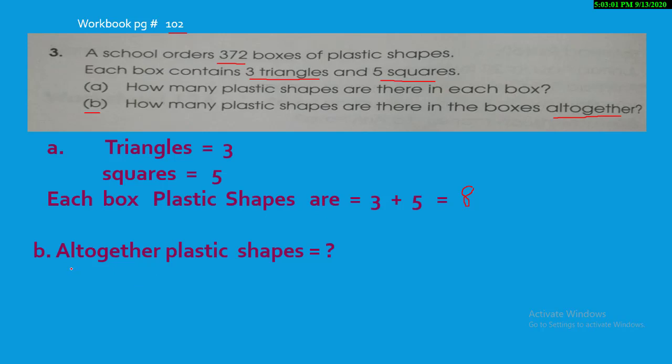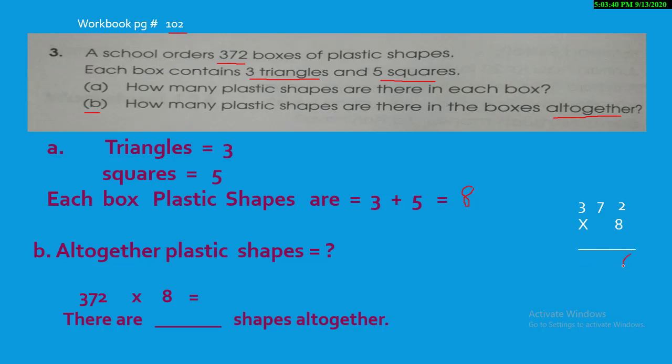And for part B, you will write down altogether plastic shapes. So what you're going to do, you will write down your numbers and tens. You will multiply 372 multiplied by 8. This is the number statement. 8 is the number that we found. So same answer we will use over here. And now in the corner of this, you will make your working column. Okay, this is very easy. This is about the 8 times table. So don't get confused. I will tell you a lot of 8 times table techniques, and you can learn them also.